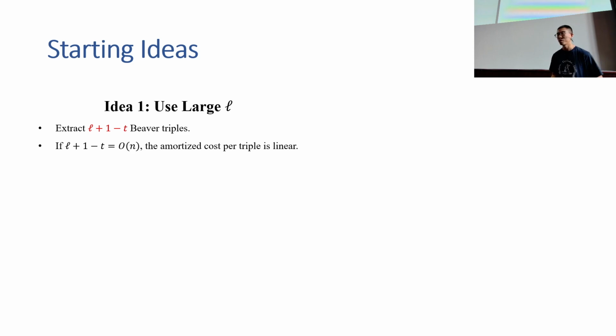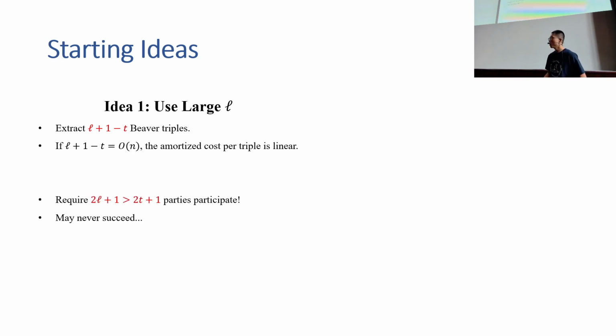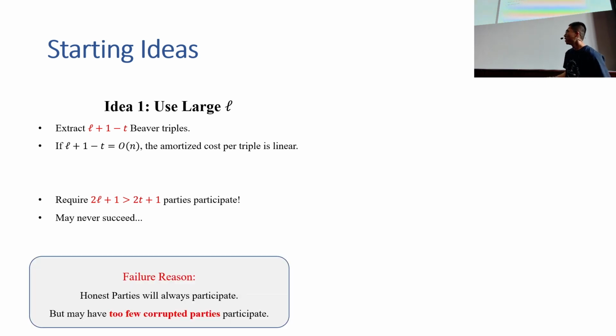But if L plus 1 minus T is on the order of n, then the amortized cost becomes linear. However, the issue is that now you need 2L plus 1 parties to participate, but this is not possible in the asynchronous setting. So this means that the whole process may never terminate. Or in other words, this process may fail because maybe there are not a sufficient number of parties participating in the protocol.